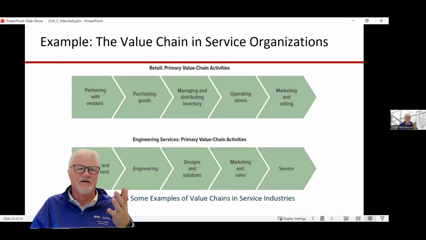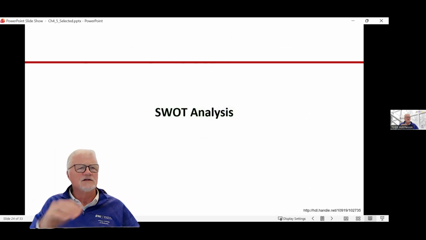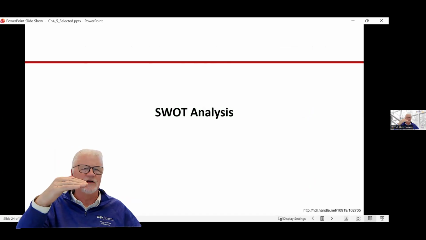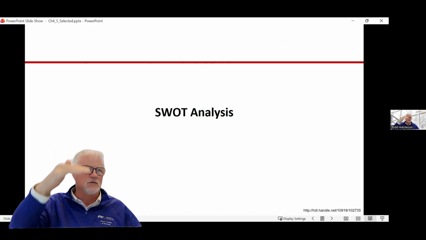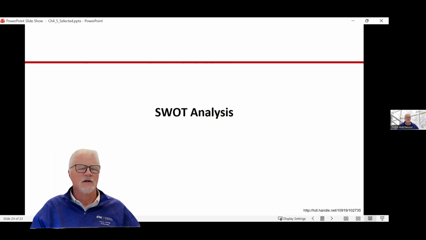Service-based organizations have maybe a different value chain. So retail might have vendor partnering, purchase of goods, managing and distribution, operating stores, marketing and selling. They may have an internet channel as well. Engineering services might have R&D, engineering, design and solutions, marketing and sales, service. So there are some service industries also, not just product-based organizations, that you can identify a value chain for. So resource-based view, value chain view. Okay, so that's how we might look at our internal environment.